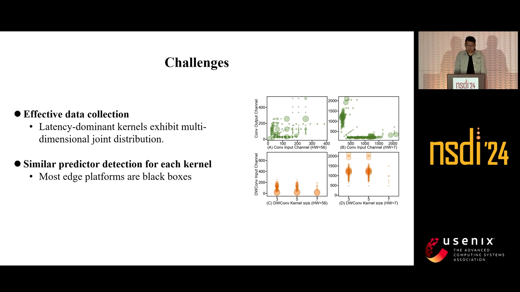For example, adaptive stable sampling, which performs independent sampling per dimension, will introduce a large number of useless training data, resulting in low accuracy. This brings the challenge of collecting high-quality training data aligned with the multidimensional distribution. Besides, since most platforms are black boxes, it's challenging to detect the most similar device for the target device.